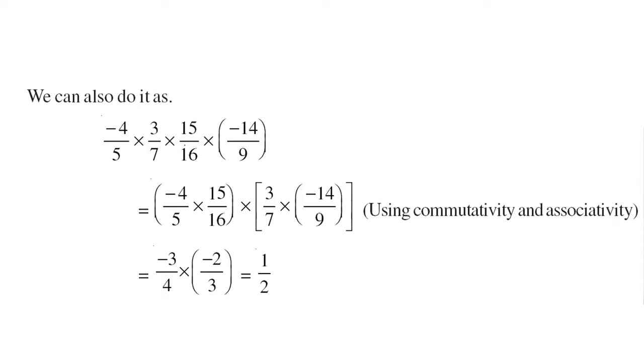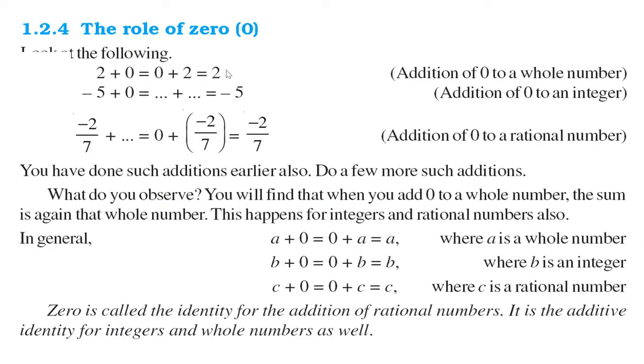Or we can take another way, means we can use commutativity and associativity. I'm taking this with this one and this with this one, and multiplying them. Why are we taking this? Because 4 4s are 16, 5 3s are 15, 3 3s are 9, 7 2s are 14, and you're going to get the result which you wanted, and the computation will be quite easy.